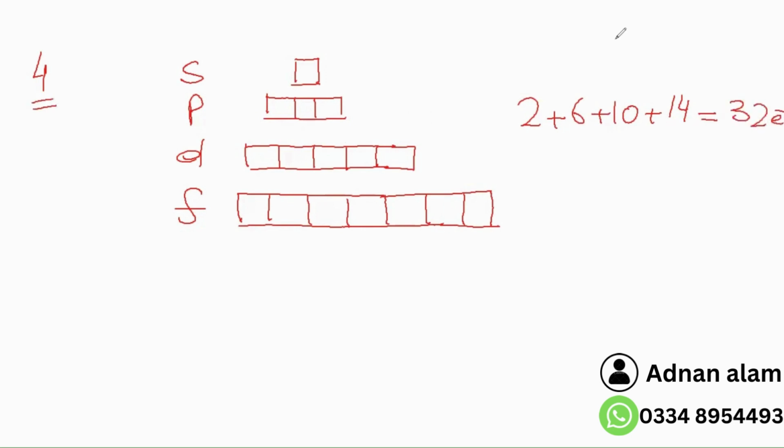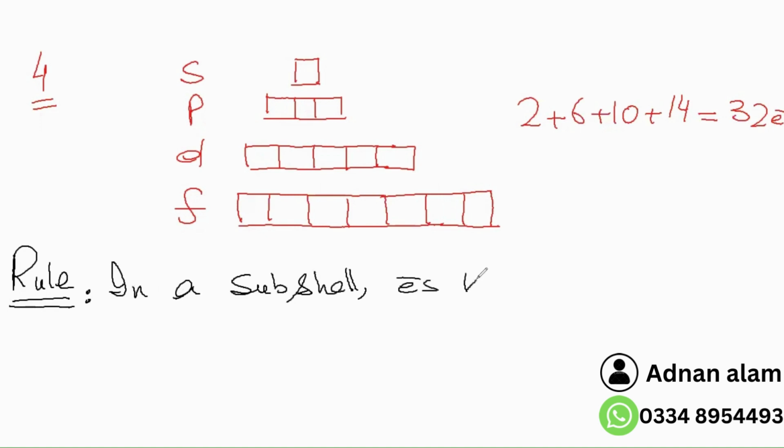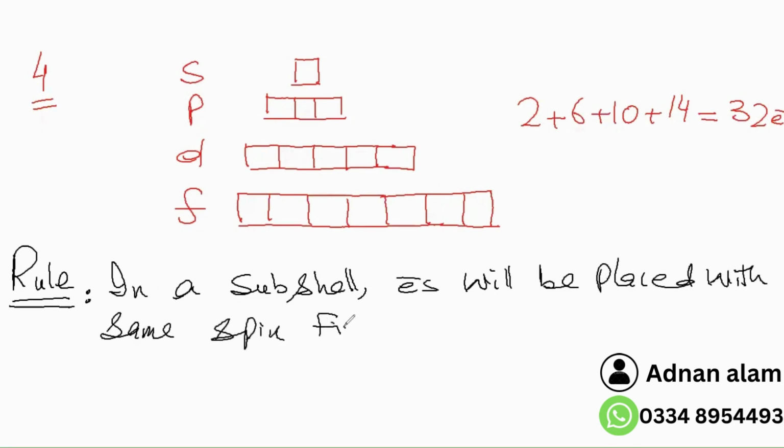Okay. Now there is another rule: if you are to place electrons in a subshell, then you will place electrons with the same spin first, and then the electrons will be paired up if more electrons are available. So in a subshell, electrons will be placed with the same spin first, then will be paired up.